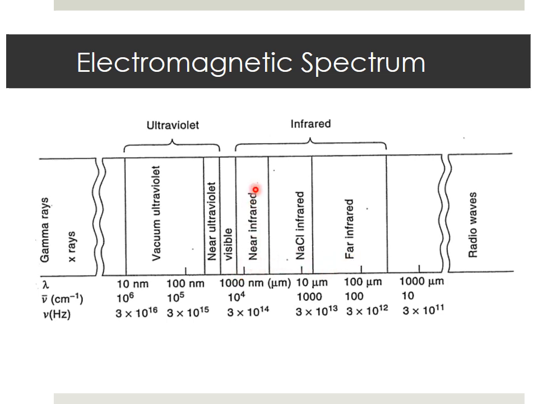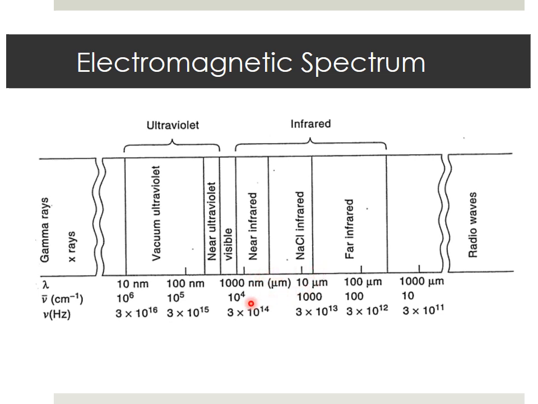Infrared is again divided into near infrared, NaCl infrared or mid infrared and far infrared based on its distance from visible region. So infrared region extends from 0.78 micrometer to 16 micrometer. But for analytical purposes, the important region is from 2.5 micrometer to 16 micrometer.